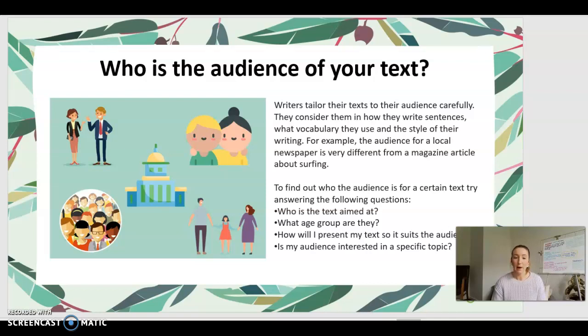Some audiences might be your peers or your friends, might be younger people, might be the government, families, the wider community, or professionals. Think about who your text is aimed at, who would read your text, what age group are they, and how you're going to present your text so it suits the audience. Is your audience interested in a specific topic?